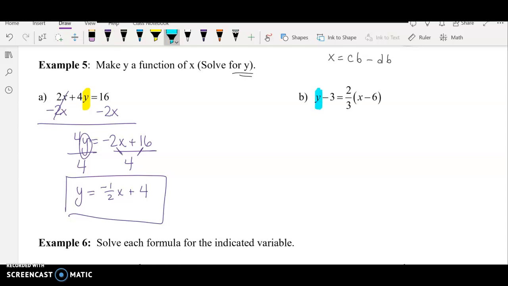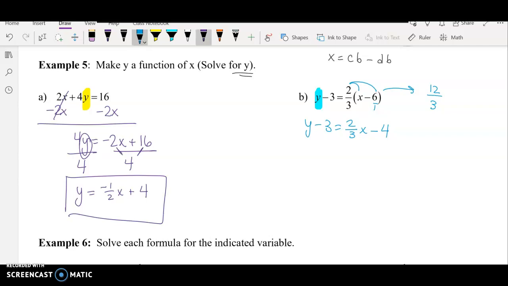For the next one, to solve for y, I see parentheses there, so I'm going to take care of that first. I'm going to go ahead and distribute those parentheses, so I get 2/3 x minus, and here I'm going to show a little bit of work off to the side. 2/3 times 6, you're going to do 2 times 6 and get 12. You're going to do 3 times 1 and get 3. So multiply the numerators, multiply the denominators, and then 12 divided by 3 is 4.